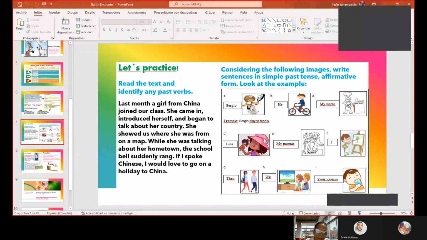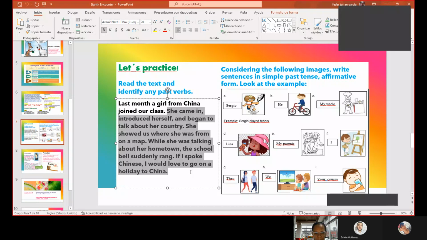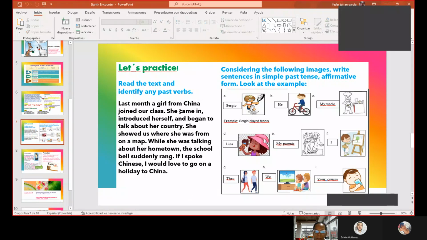Okay, Anwar, welcome. Edwin, can you help me? Can you continue, please? Came. Is this a regular or irregular verb? Irregular verb. Well, what is next? Introduced. Is it regular or irregular? Regular. Okay.